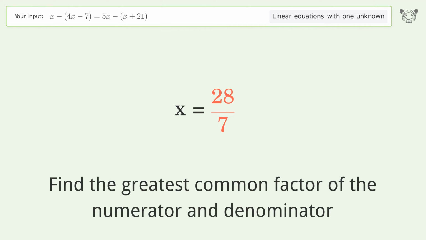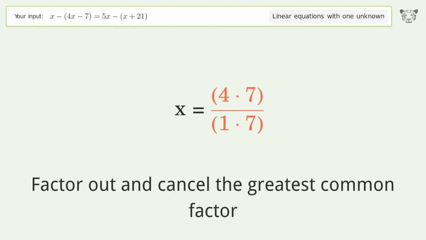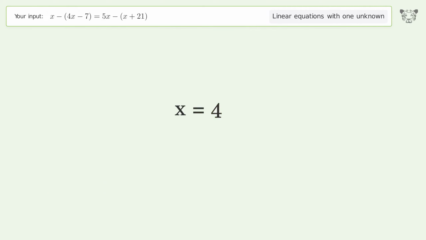Find the greatest common factor of the numerator and denominator. Factor out and cancel the greatest common factor. And so the final result is x equals 4.